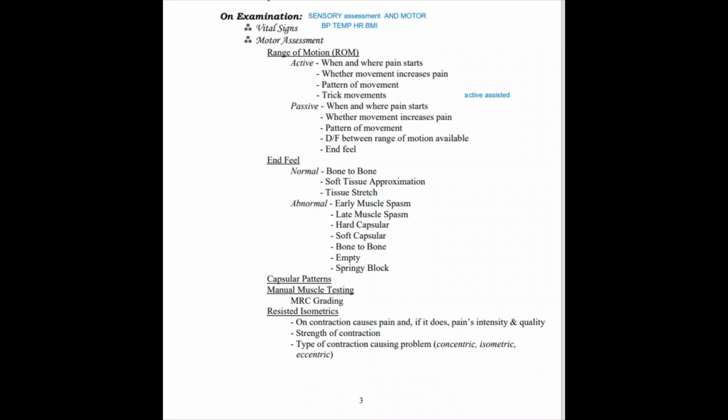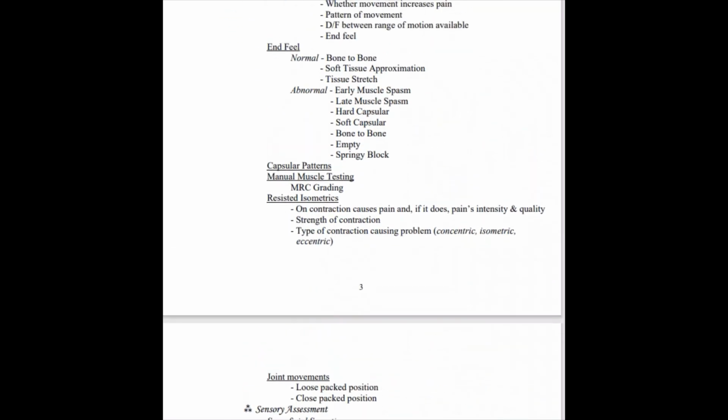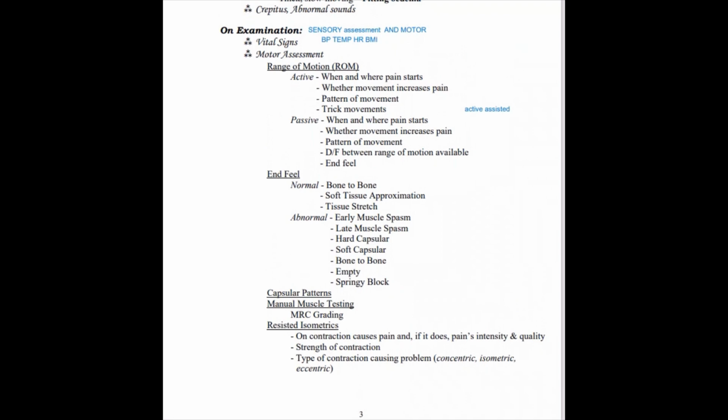There are a few more points that I will be discussing in the next one, but before coming to those, let's finish with the range of motion first. Okay, so range of motion, there are three types: active, passive and active assisted. Active is when the patient performs it himself or herself. Passive is when the physiotherapist does it for the patient, and active assisted is when the physio will assist to complete the motion.